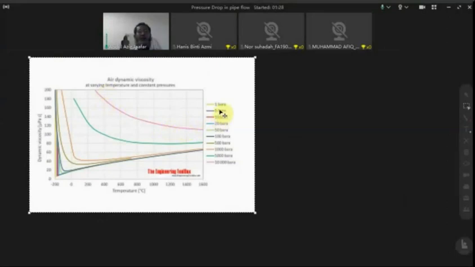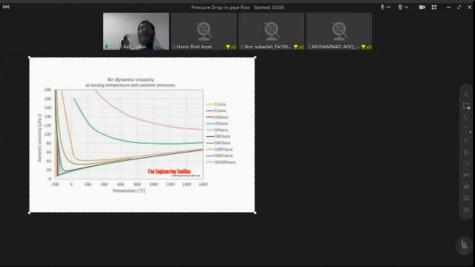So we can see the parameter of this graph is pressure, and then the vertical axis is dynamic viscosity, and the horizontal axis is the temperature, which varies from minus 200 degrees Celsius up to 1600 degrees Celsius. It's very interesting to see the behavior of fluid with the increasing pressure and temperature, or at constant value of pressure and temperature.